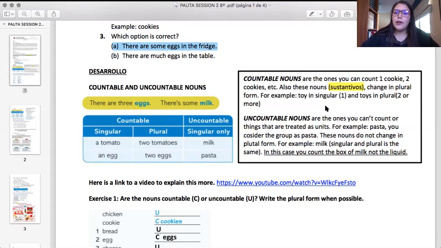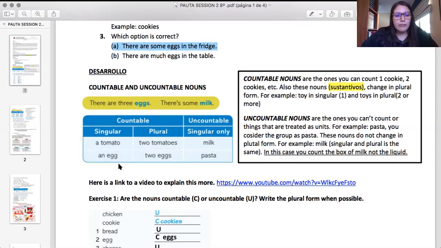Countable nouns are all nouns. You have to remember that nouns are sustantivos in Spanish, are the ones that we can count. For example, 1 cookie, 2 cookies, 3 cookies, etc. We can count them with our fingers. And they change in plural forms. For example, I have an egg and then I have 2 eggs. I have to add the S at the end to form the plural.